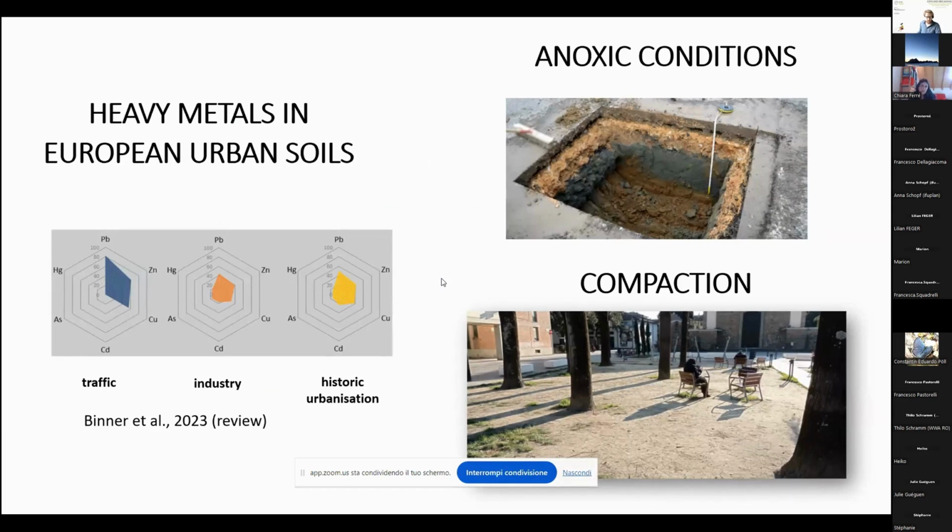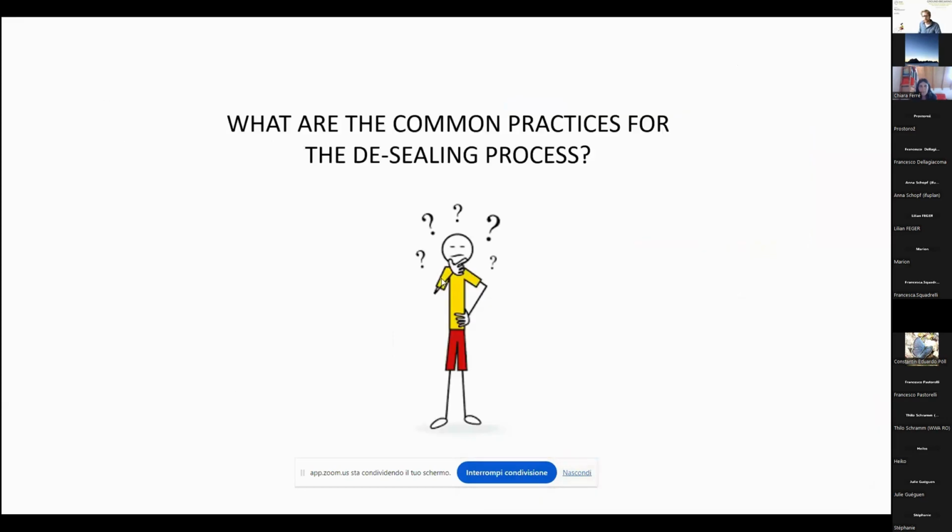So this information about urban soil is to show you that the heterogeneity in urban areas is very, very high. So the uncertainty about what we find under the sealing layer is very, very high. And yes, what about the practices to carry out?